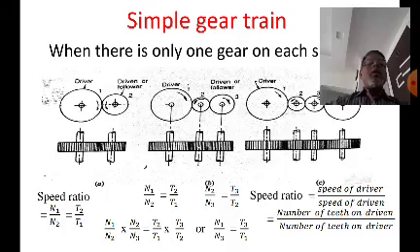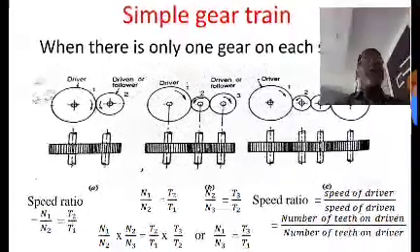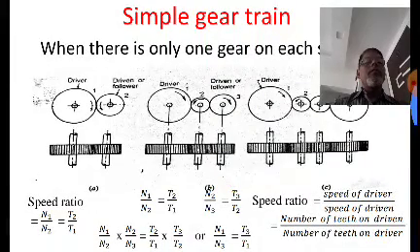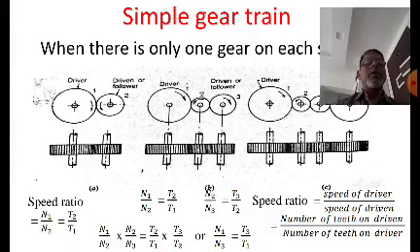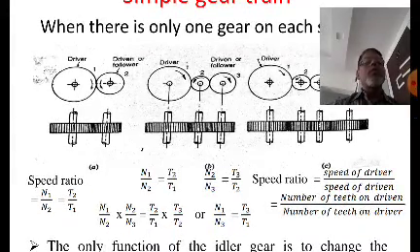Now, if you see the second case, here there are three gears: the driver, one intermediate gear and the driven one. All these gears are mounted on separate shafts. That is a simple gear train. Now the velocity ratio for this, N1 by N2, is equal to T2 by T1. Then if you consider the second and third gear, N2 by N3, because now N2 becomes the driver for the third, is equal to T3 by T2.